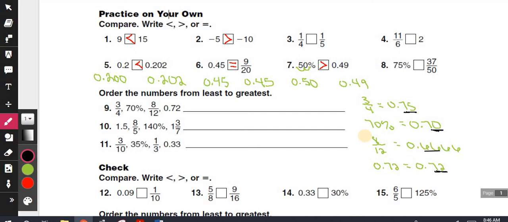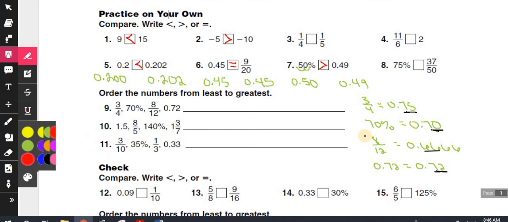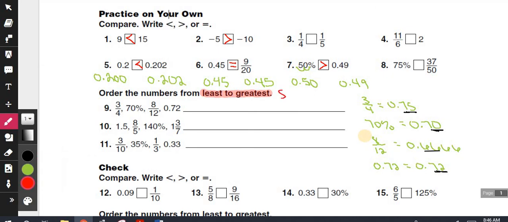Now, if I'm going to be ordering the numbers from least to greatest, that means I'm ordering the numbers from small to big. So in this case, I'm just going to number them. My smallest number here is going to be the 0.66. This is going to be my first number. I need to make sure I write it as 8/12. My next number would be the 0.70, so that would be the second number. Next would be 0.72, my third. And then my fourth is 0.75.